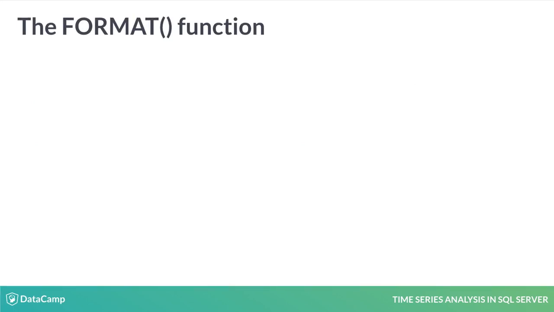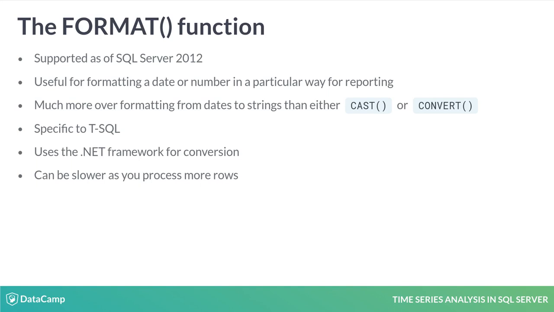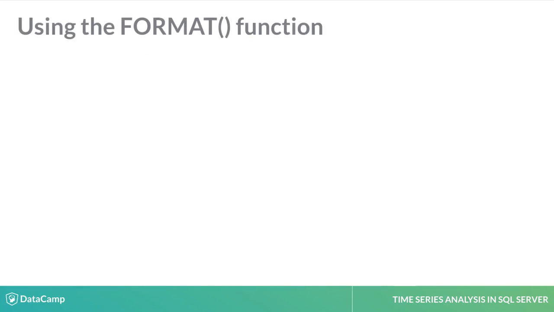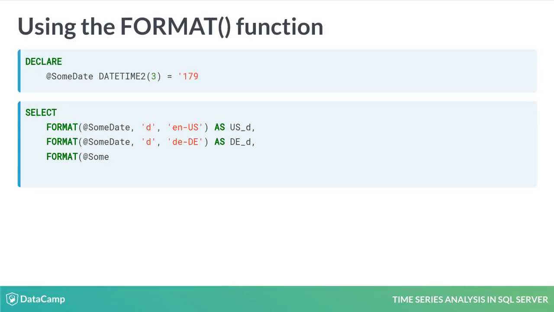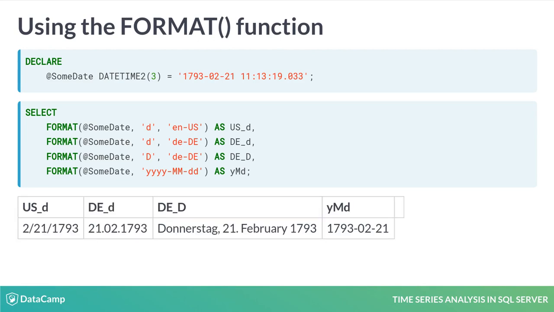The format function arrived in SQL Server 2012. It adds much more flexibility in reporting than either cast or convert, but is also specific to T-SQL. Because it uses the .NET framework for conversion and is single-threaded, it can be slower than cast or convert. Format takes 3 parameters: an input value, a format code, and an optional culture. Using different cultures, I can print out dates for locales. I can also specify my own custom format.